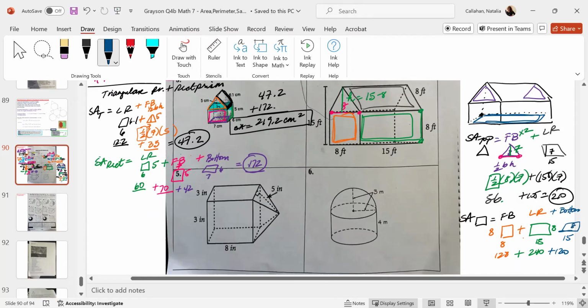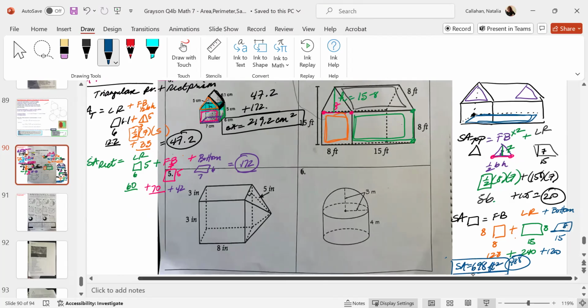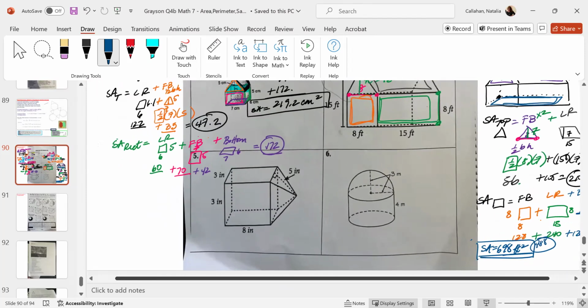$488. So let's do 488 plus 210, correct? Yeah. 698 feet squared. That's your answer. Great, we have 2 more to go.